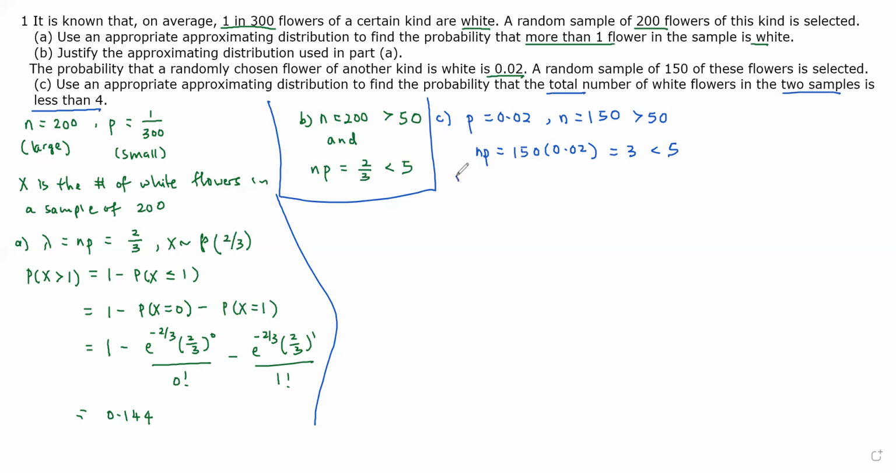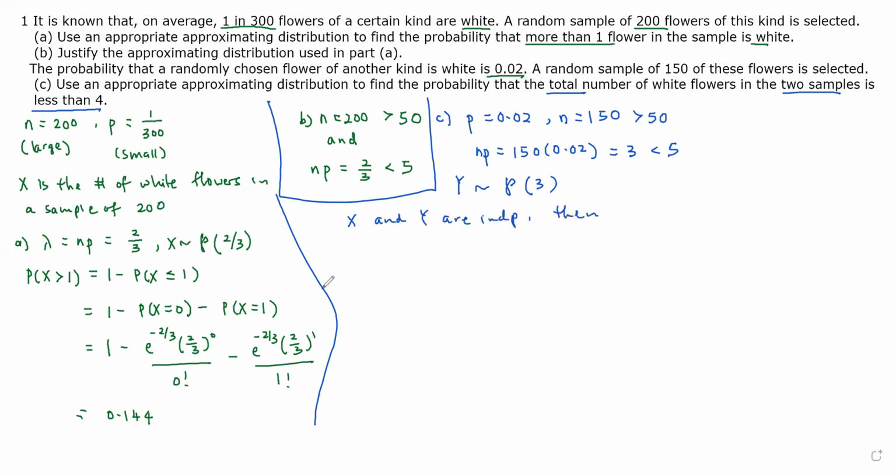We can let Y be the number of white flowers in this distribution. We say that Y follows a Poisson distribution with parameter 3. This is for the second kind of flower. For the first kind of flower, we have X. We see that X and Y are independent.